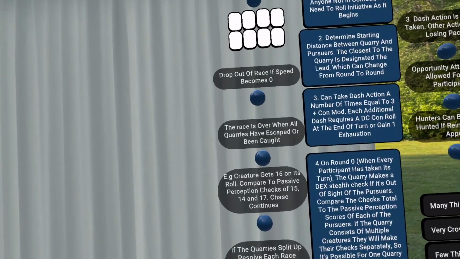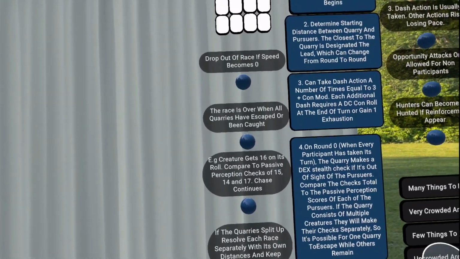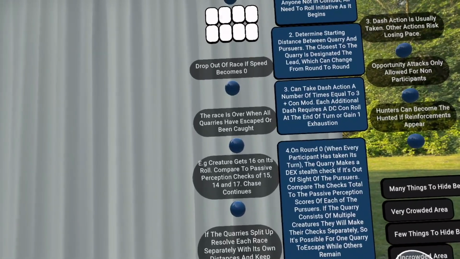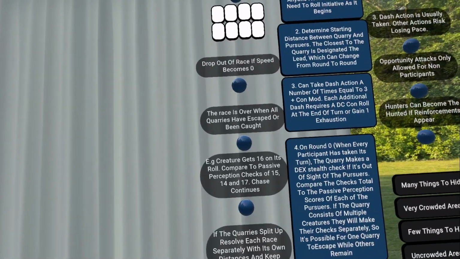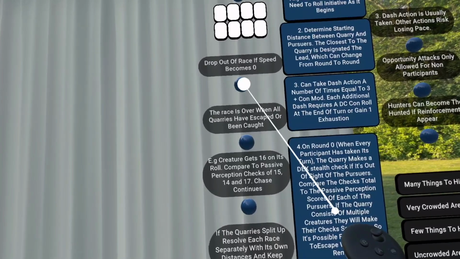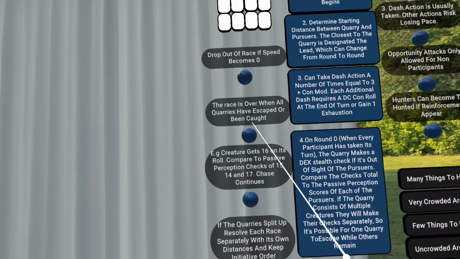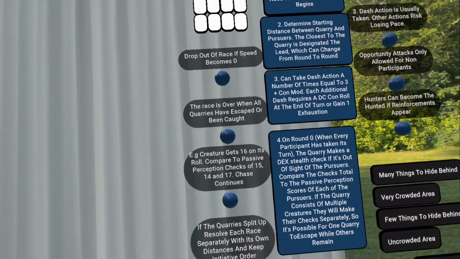What I'm hoping is that if you are someone that wants to learn, you can come into this room and I'll hang out with you and we'll have a chat and take you through some of it. So just some typical rules at the side here for chases: you drop out of the race if speed becomes 0. The race is over when all quarries have escaped or been caught.